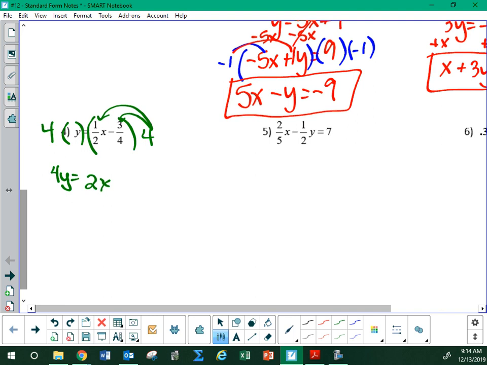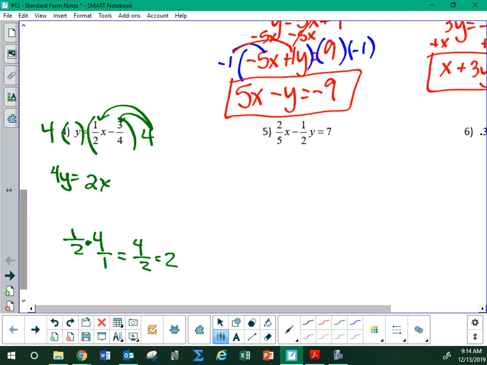How'd you get a 2? 1/2 times 4. Wouldn't you have to use a half denominator? So 1/2 times 4 is the same thing as saying 4 over 1. So we multiply straight across, so we get 4 over 2, which is 2.